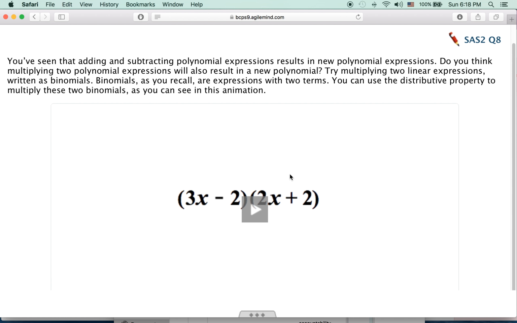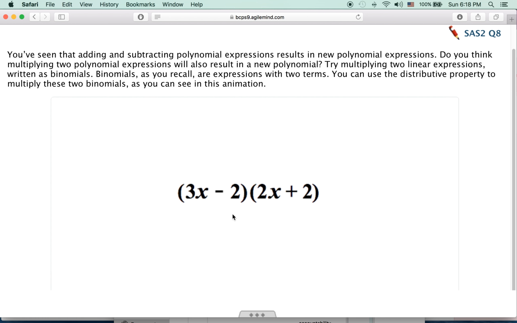So, it's time to think about multiplying polynomials. These are binomials. They each have two terms. And when we multiply binomials, we have to use the FOIL method. The FOIL method is first, outer, inner, last. The way that I think about it is the first term will multiply each term in the next polynomial. So 3x times 2x is 6x squared. 3x times 2 is 6x.